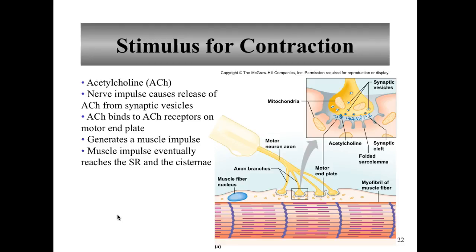The process occurs when a motor impulse is initiated by the brain. It's going to travel down the spinal cord into a motor neuron, so that would be the nerve, which then branches into many motor nerve fiber endings. Each motor nerve fiber is going to extend into the motor end plate of the skeletal muscle fiber, forming a neuromuscular junction.